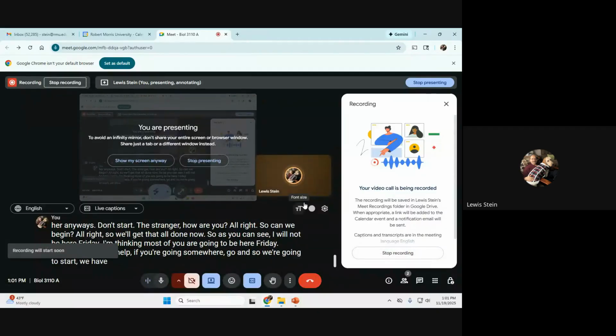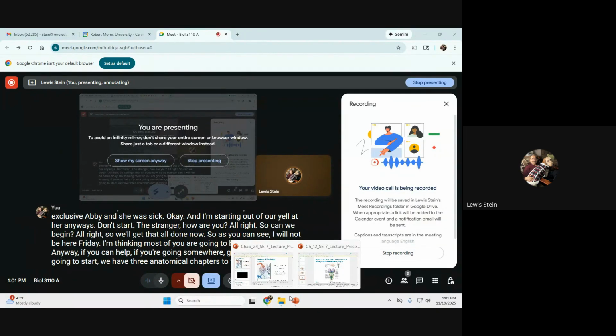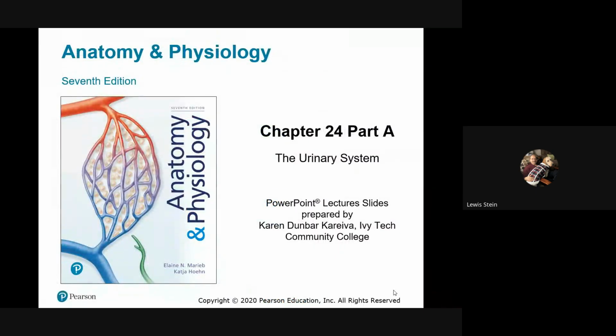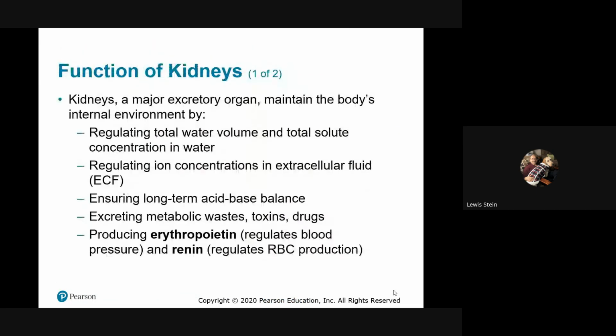We have 3 anatomical chapters to take care of, and we will start with the first one I just sent you. There's about 2 slides on 24B, which have to do with the bladder, and I'll get those for you. The anatomy here is really in the kidney, and I'll go into that in just a second. So this is a very complicated chapter physiologically. It is a somewhat complicated chapter anatomically. That's why it's such an interesting chapter.